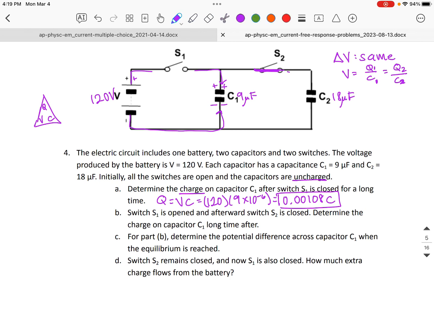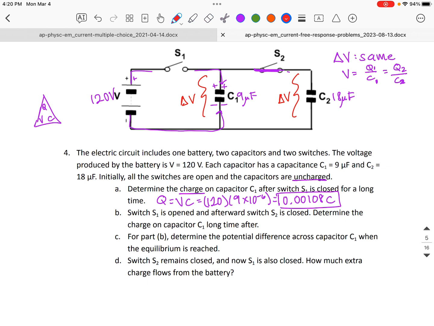And we also can't make the assumption that the 120 volts that was originally on C1 is going to split between the two, because potential is not conserved. So in this scenario, we have to figure out what that voltage is based on the fact that the charge over capacitance of each of those capacitors is going to be equal.